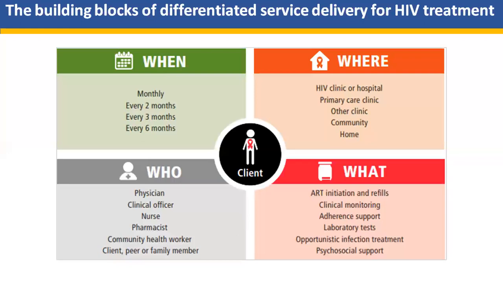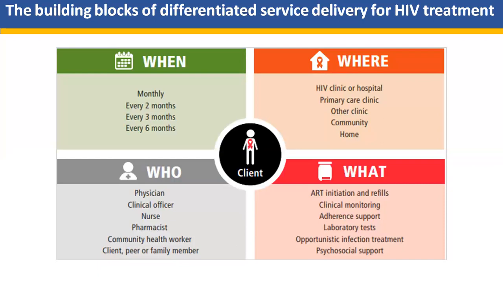Now the foundation of understanding is, when should that service be delivered? Is it a monthly service? Is it a bi-monthly service? Is it a quarterly service? Or is it a 6-monthly service? Where is the service being given? The basic question is, is it an HIV clinic or hospital, a primary health care system, other clinics, community, or home?